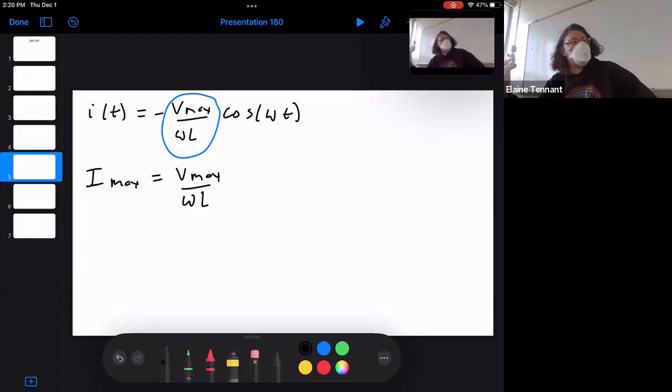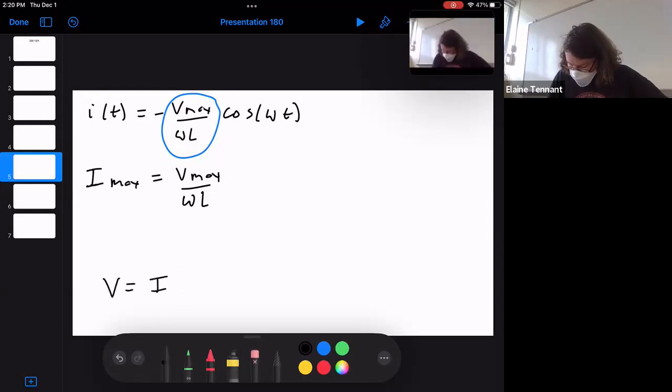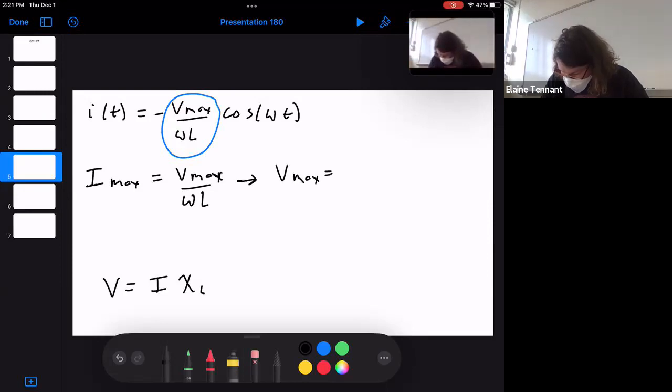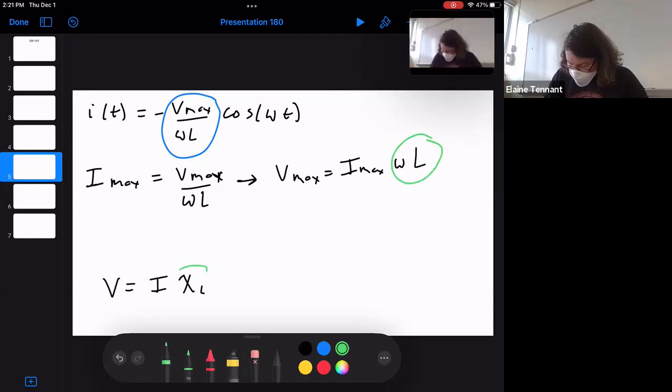And we're going to do the same thing with this that we did with the capacitor, where we want to make up an equation that looks like Ohm's law. We want to have V equals I times some resistance-like quantity. For that to be true, we take this equation and say, okay, Vmax equals Imax times omega L. And we say, well, omega L has to be our resistance-like quantity.